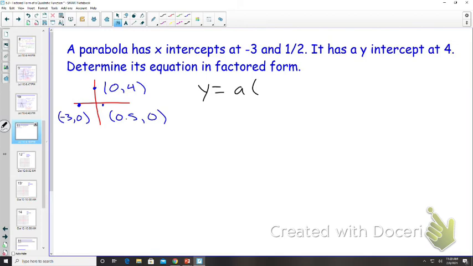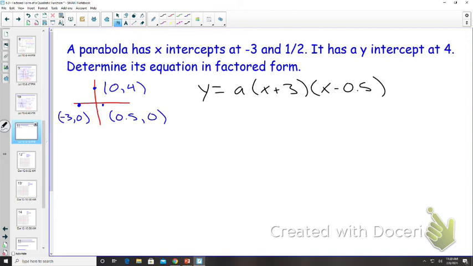So in this case, I have x plus 3, right? Because negative 3 plus 3 is equal to 0. And then I also have x minus 0.5, okay? 0.5 minus 0.5 is equal to 0, okay? So that is my factored form.